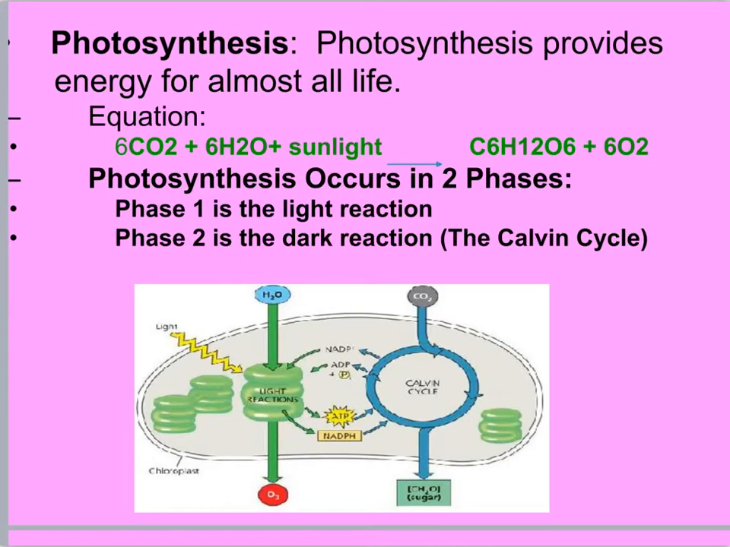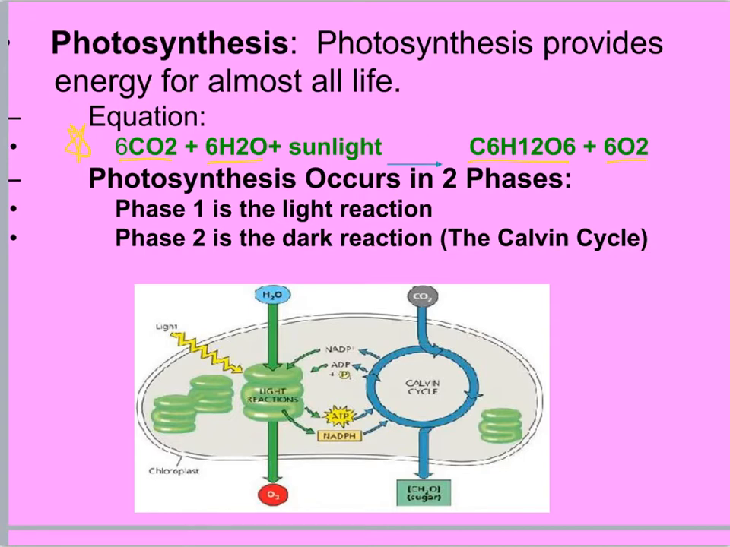Okay, so that brings us to photosynthesis. Photosynthesis gives energy for almost all life on Earth because, again, the sun is the ultimate energy source. You do need to know this equation for photosynthesis in both the word and chemical forms you see here. So what you have here is 6 carbon dioxide, 6 water, plus sunlight or light energy, and glucose, and 6 oxygen. That is the equation for photosynthesis.